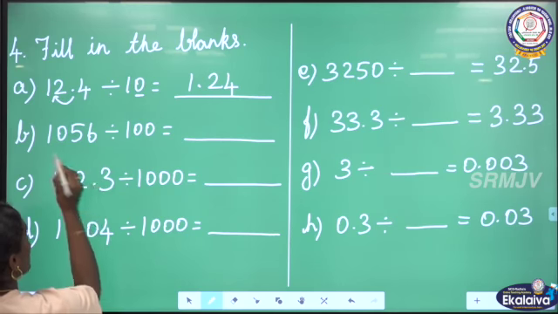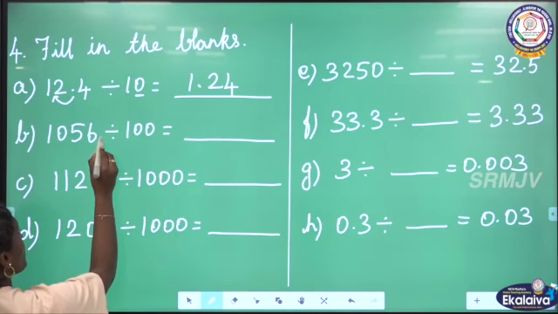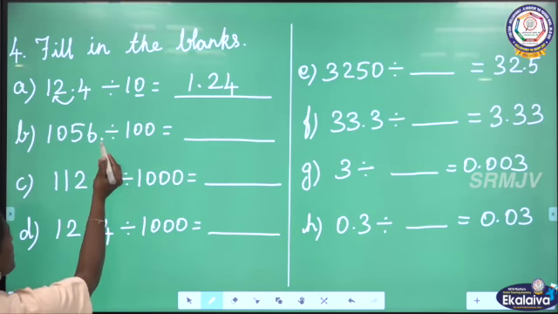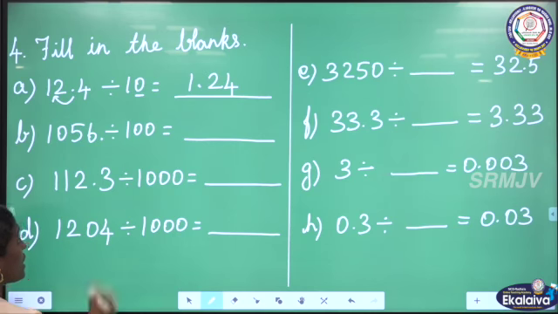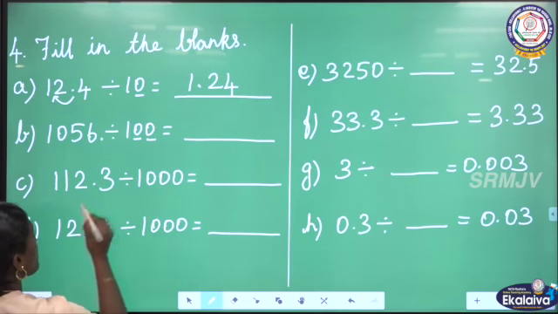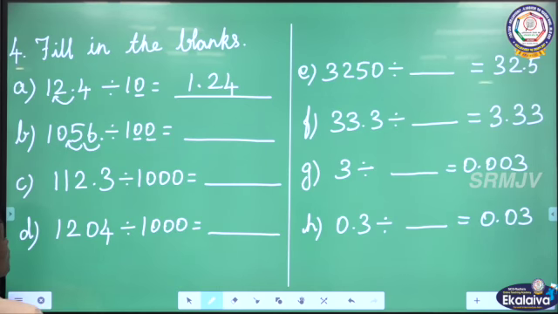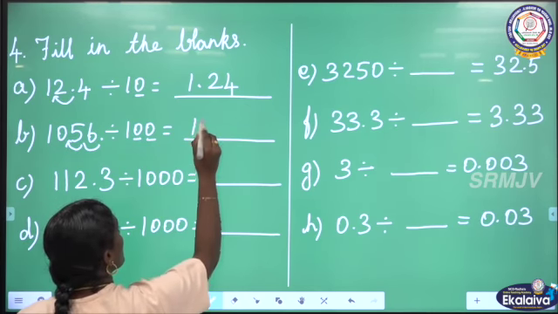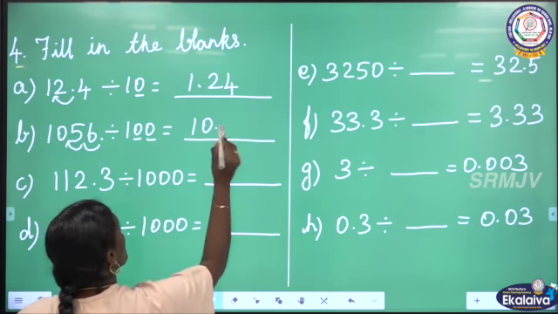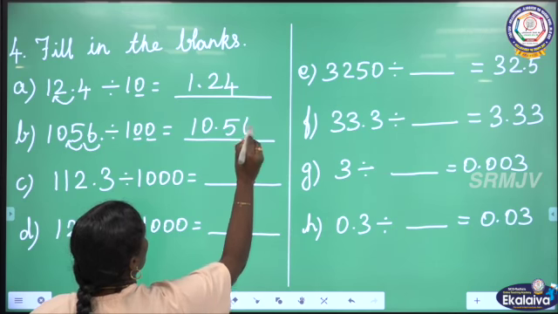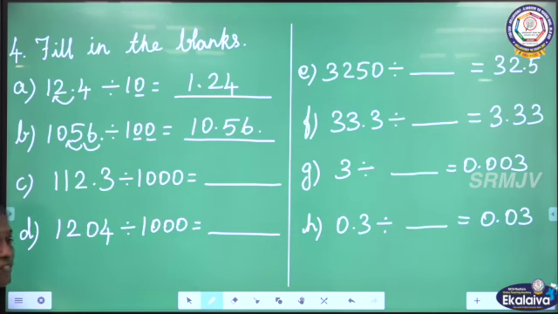1056 divided by 100. 1056 is a whole number. In a whole number, the decimal point will come at the last. Here 2 zeros are there, so we have to move the decimal point 2 places to the left. Then the decimal point will come in between 0 and 5. Then the answer is 10.56.